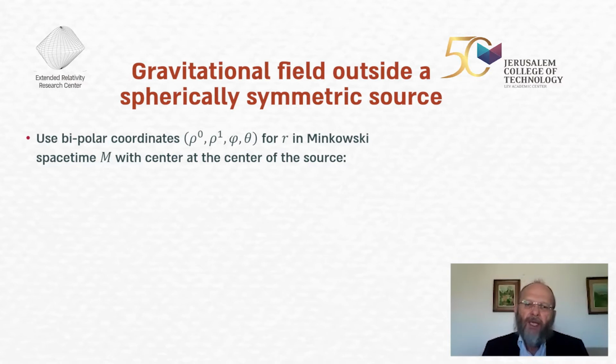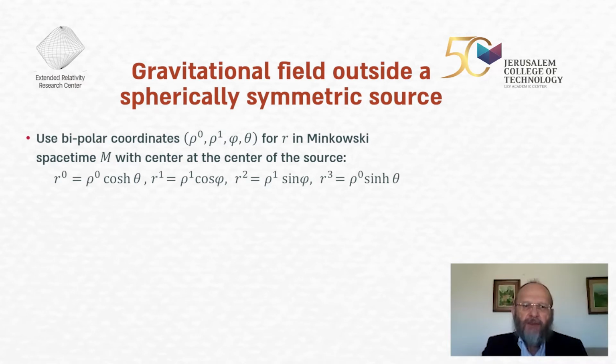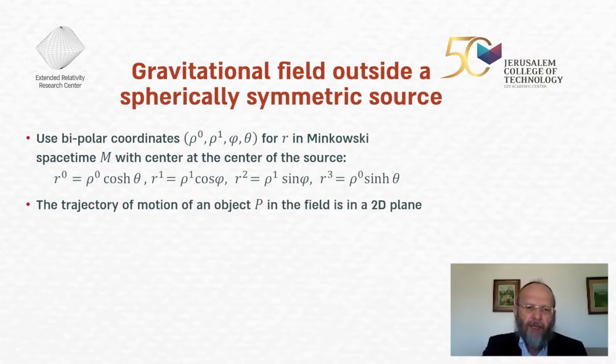We use bipolar coordinates, as we introduced the last time, in the Minkowski space. The Minkowski space is the flat space of the far removed observer, with the center at the center of the source. And here's the definition that we had the last time. In the plane xy, we use the regular polar coordinates. Rho1 is the usual r that we used earlier, and rho0, cosh and sinh are in hyperbolic coordinates in the t and z plane.